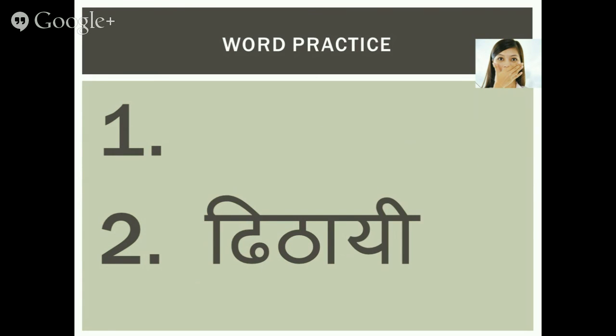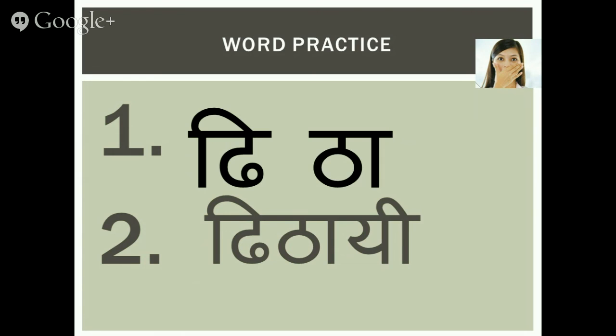All right. First syllable, de, air. Second syllable, ta, air. Last syllable, ye. First, let's try the first two. De, ta, de, ta, de, ta.